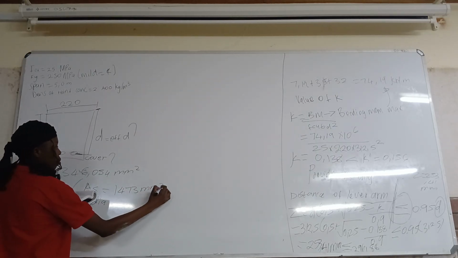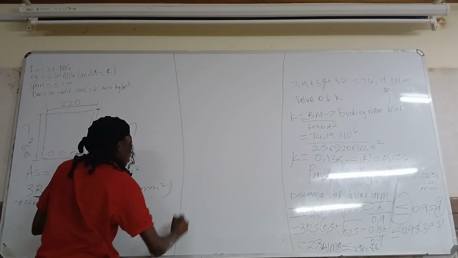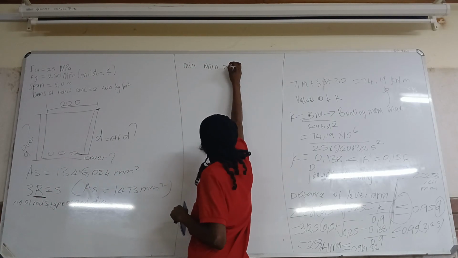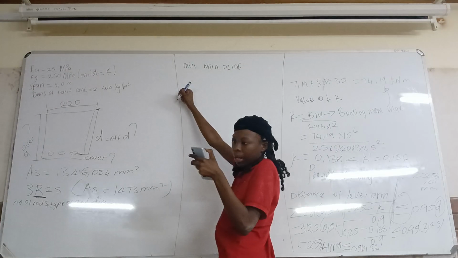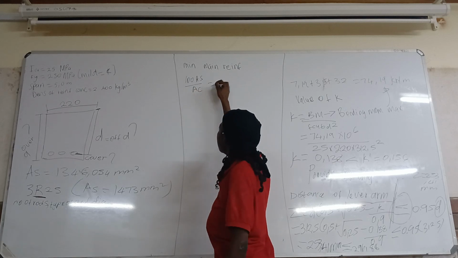1473 millimeters squared. T squared will be 50 squared. Okay. We are done with the tension reinforcement. Okay, so now let us go and calculate the minimum main reinforcement. Formula for minimum main reinforcement is 100 AS divided by AC.